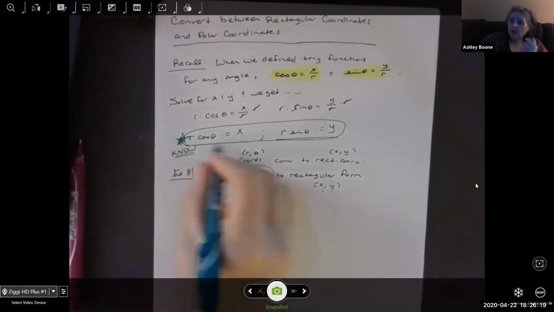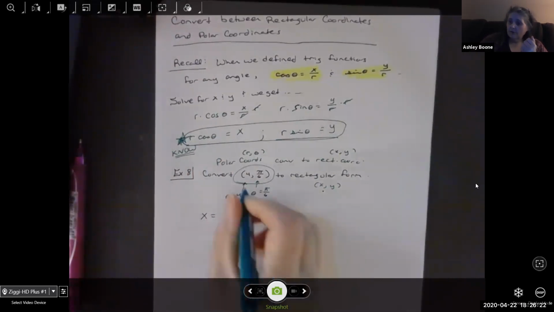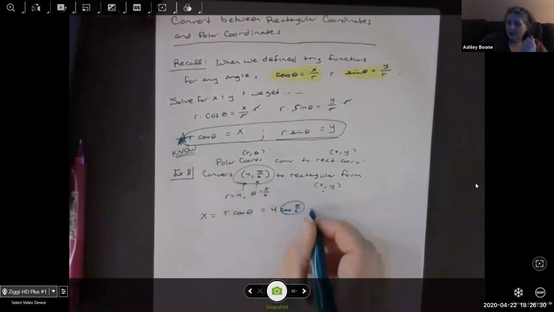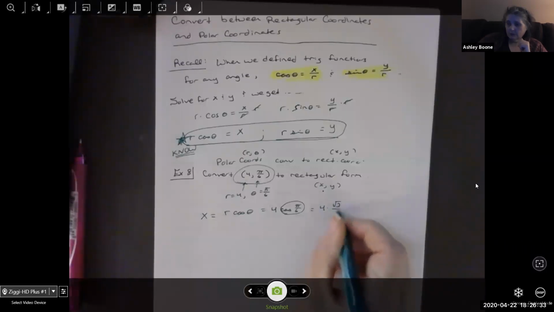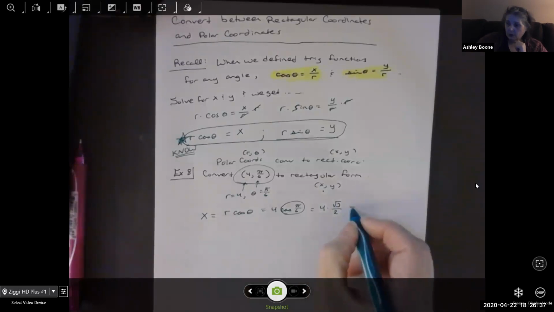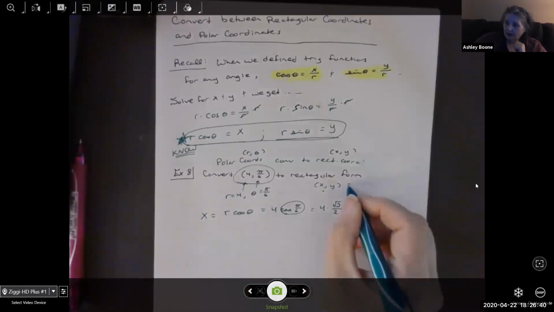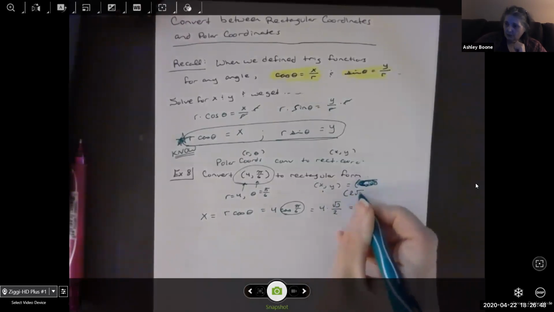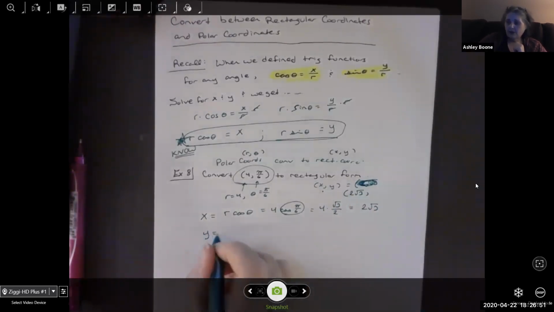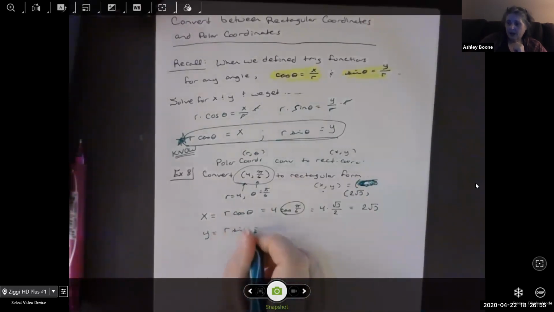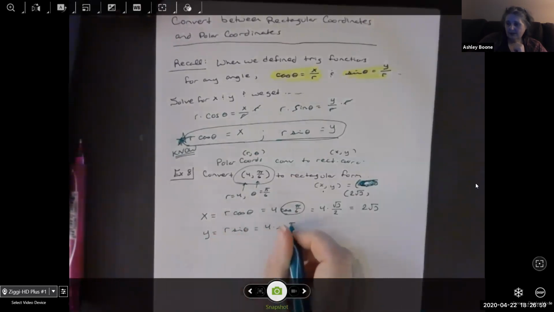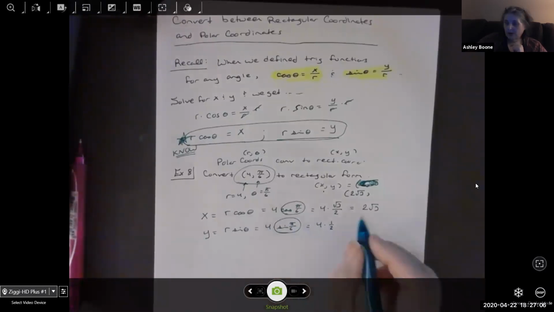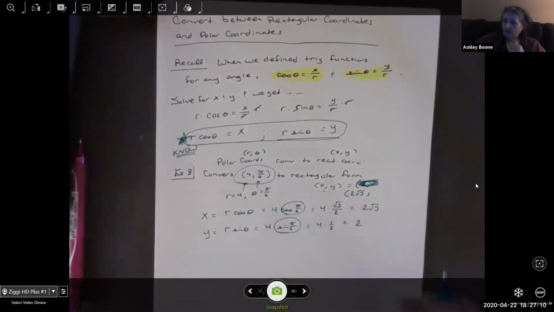Our x value is r times the cosine of theta. Our r value is 4, and theta is pi over 6. The cosine of pi over 6 is square root of 3 over 2. So we have 4 times square root of 3 over 2, which is 2 square root of 3. So our x value is 2 square root of 3. Now our y value is always going to be r times the sine of theta. Our r value is 4 times the sine of pi over 6. Sine of pi over 6 is 1/2, and 4 times 1/2 is 2. So our y value is 2.